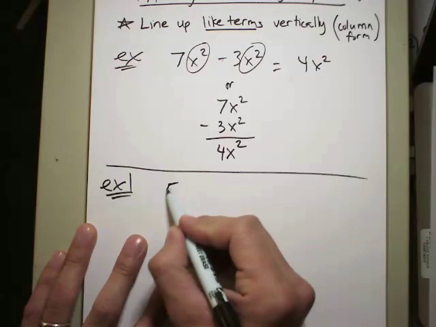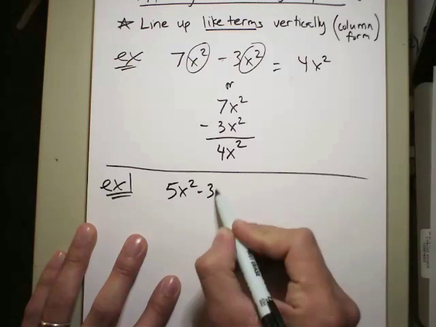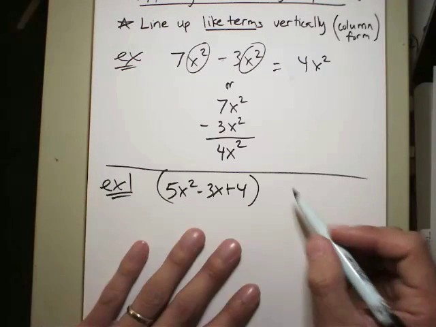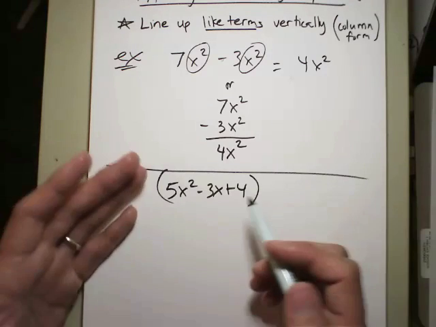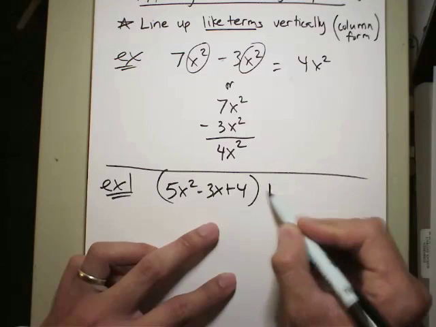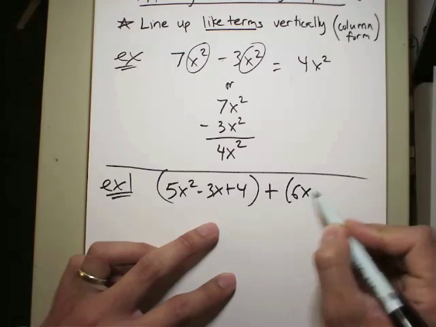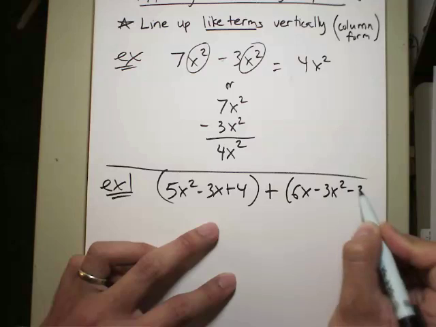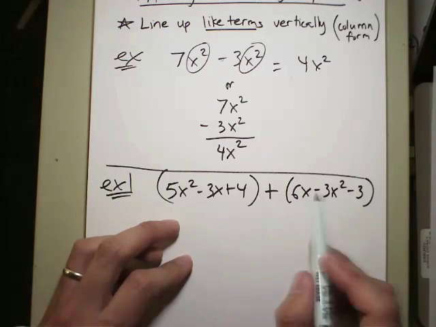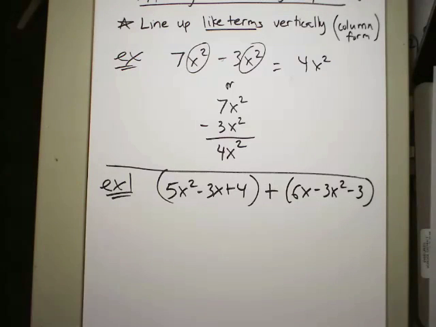Let's take a look at the first example that I have for you. Let's say I have 5x squared minus 3x plus 4 enclosed inside these parentheses, because I want you to understand that this is one complete polynomial, you have multiple terms. Add that to 6x minus 3x squared minus 3. Notice that the first is in order from greatest to least. This is not in order, but that's okay. Our job is to rearrange them, make them in order, line up like terms vertically, right?